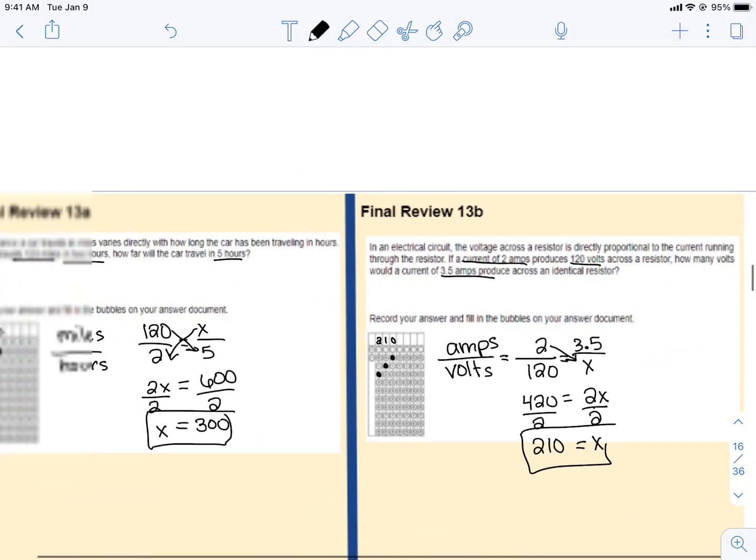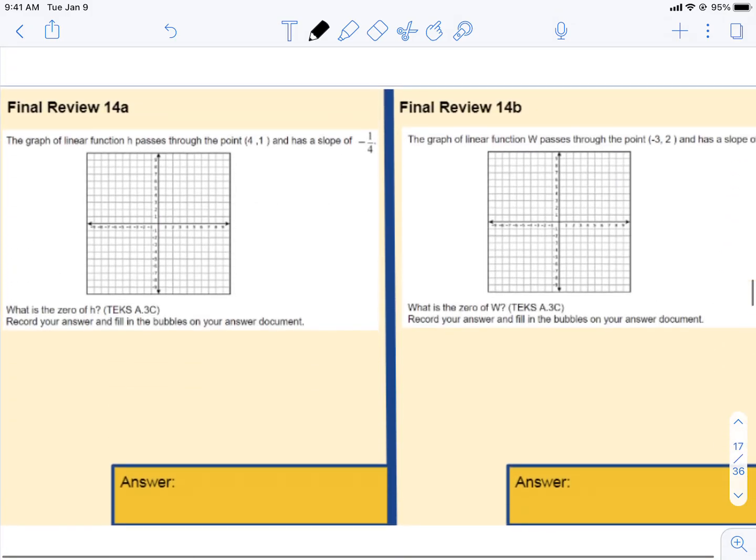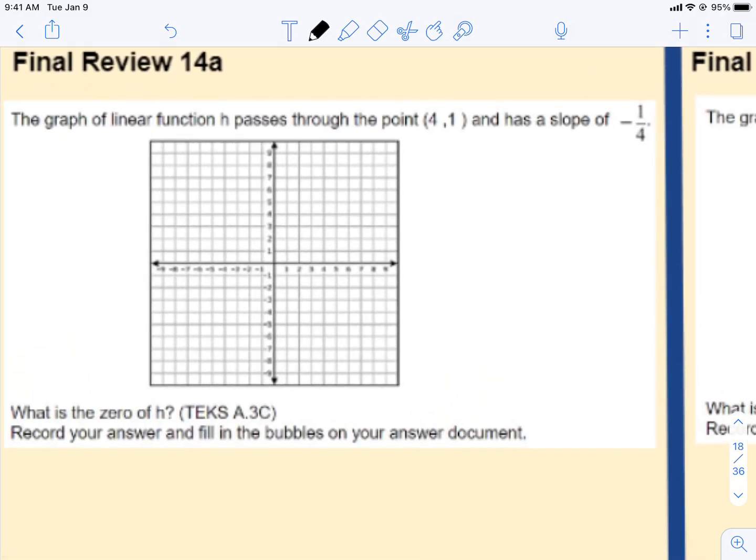Perfect. Looking at number 14. The graph of the linear function h passes through the point (4, 1) and has a slope of negative 1/4. What is a 0 of h? So first off, saying h is just saying, hey, this is the name of the line that we want you to graph. What is the 0 of h? Remember, 0 means x-intercept. So we're looking for where it crosses the x-axis.